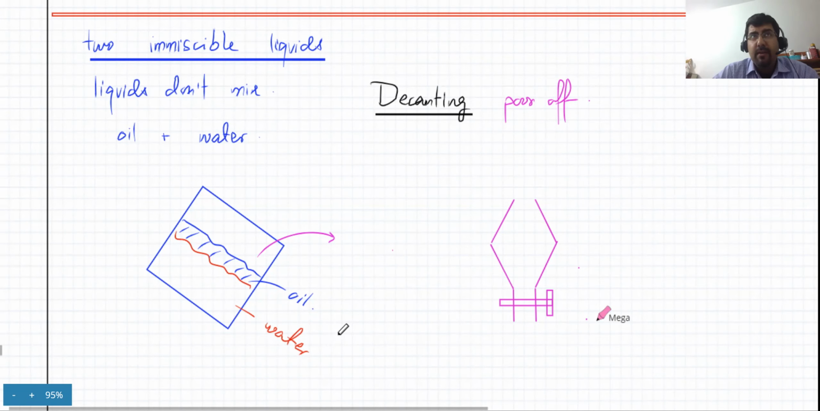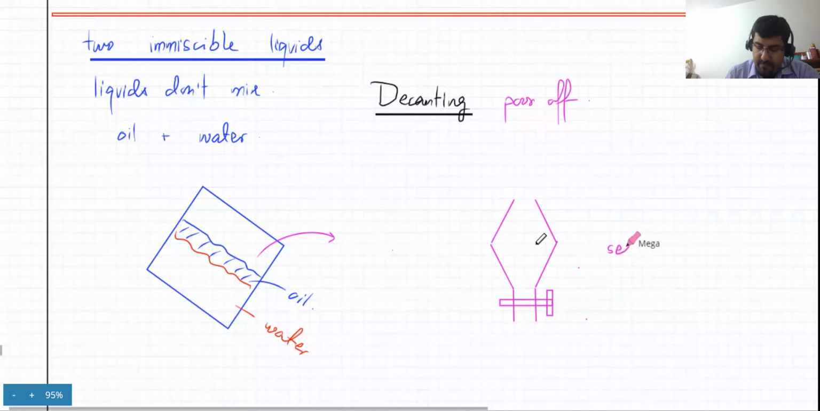Like if you boil milk at home, it has a layer of fat on top of it, and that's how you decant. But there's special devices in the lab which would help you do that, and that's known as a separating funnel. So that one is known as a separating funnel.